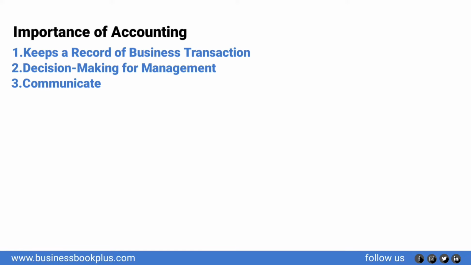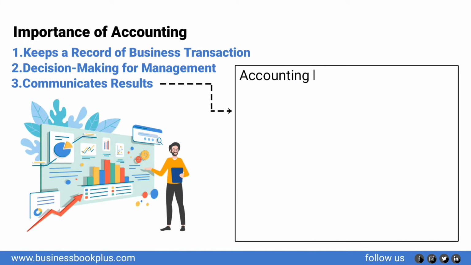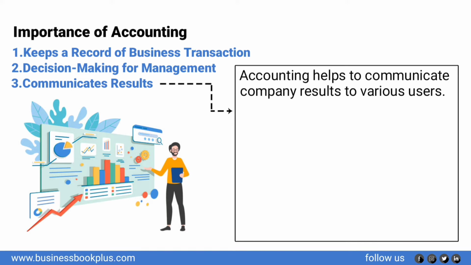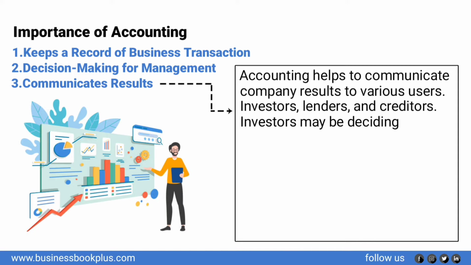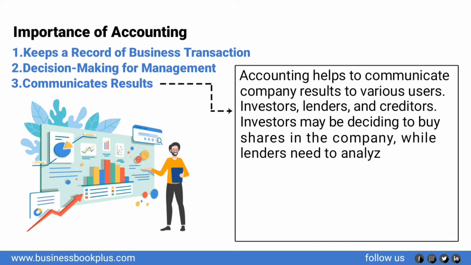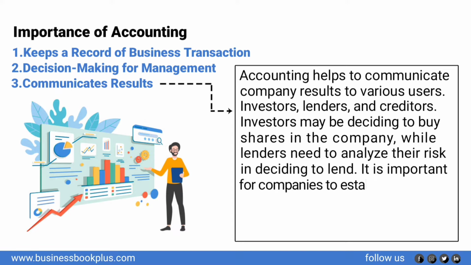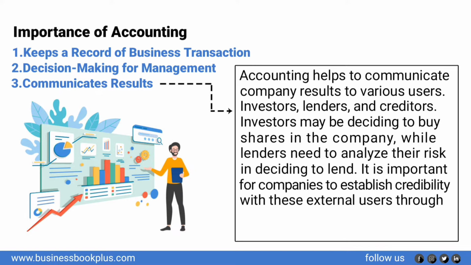Accounting communicates results. Accounting helps to communicate company results to various users, investors, lenders, and creditors. Investors may be deciding to buy shares in the company, while lenders need to analyze their risk in deciding to lend. It is important for companies to establish credibility with these external users through relevant and reliable accounting information.